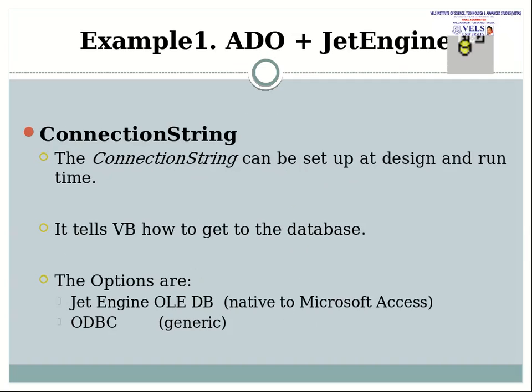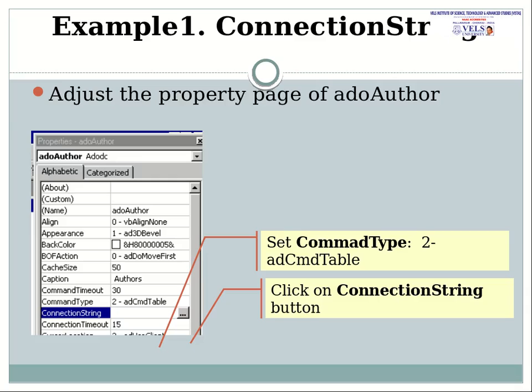So, the connection string: how to set the connection string in a Jet engine. The connection string setup happens at design time and runtime. In VB, to get the database from a Jet engine, two options are required. One is Jet engine OLEDB in Microsoft Access, or otherwise ODBC. ODBC is a generic one.